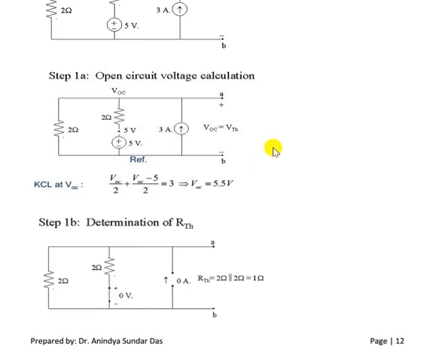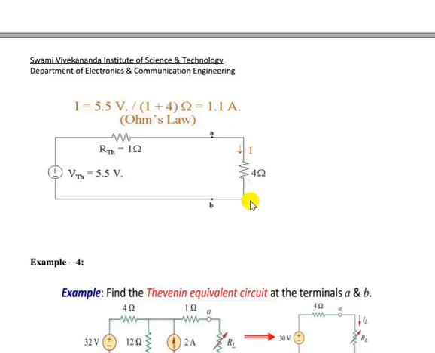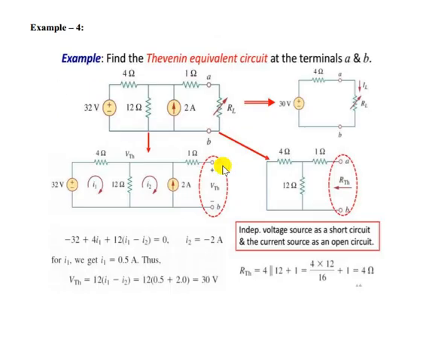Now we have to find out RTH. So we have to short circuit this voltage source, open circuit the current source, and look from here. What we can see, current is dividing in this 2 ohm resistor. So we will get RTH equal to 1 ohm. Now we can draw the Thevenin equivalent circuit, VTH, RTH, and you can find out I. VTH divided by RTH plus RL.